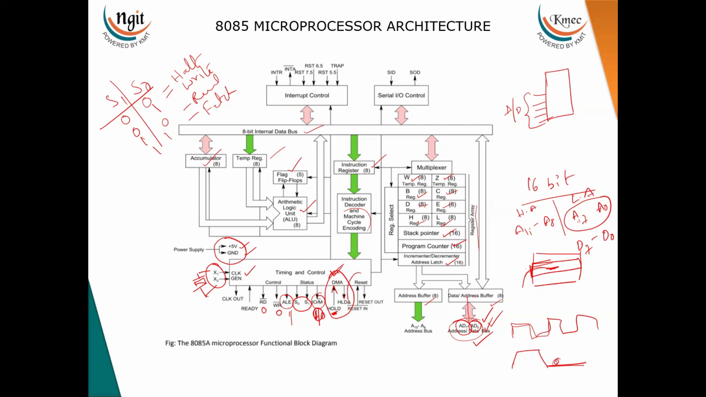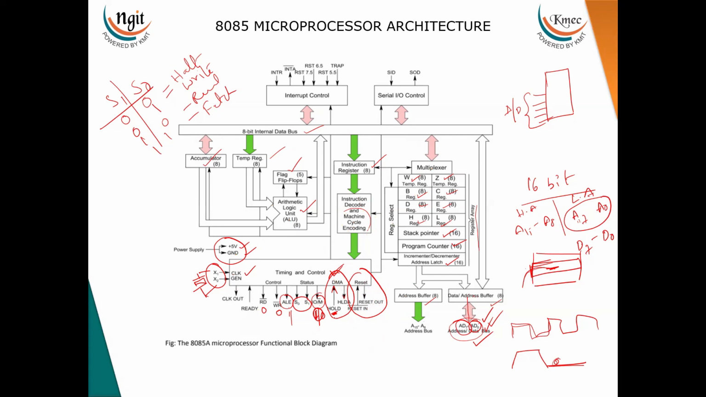Now next, coming to the reset pins, reset in and reset out. Reset in means what? By giving the reset in signal, we can reset the microprocessor. And reset out means what? When the microprocessor is in a reset state, by sending the reset out signal, the peripherals, the external devices, can also be reset. So this is about the timing and control signals.